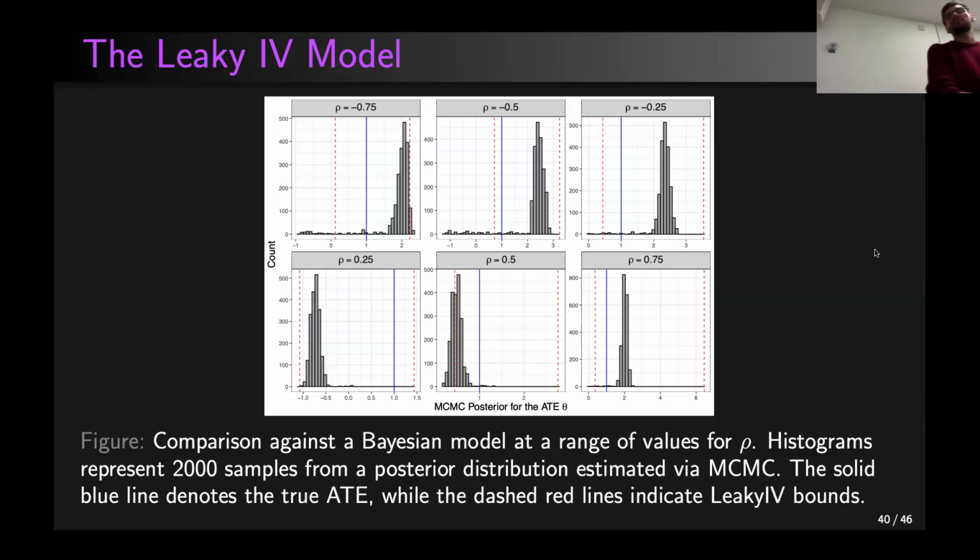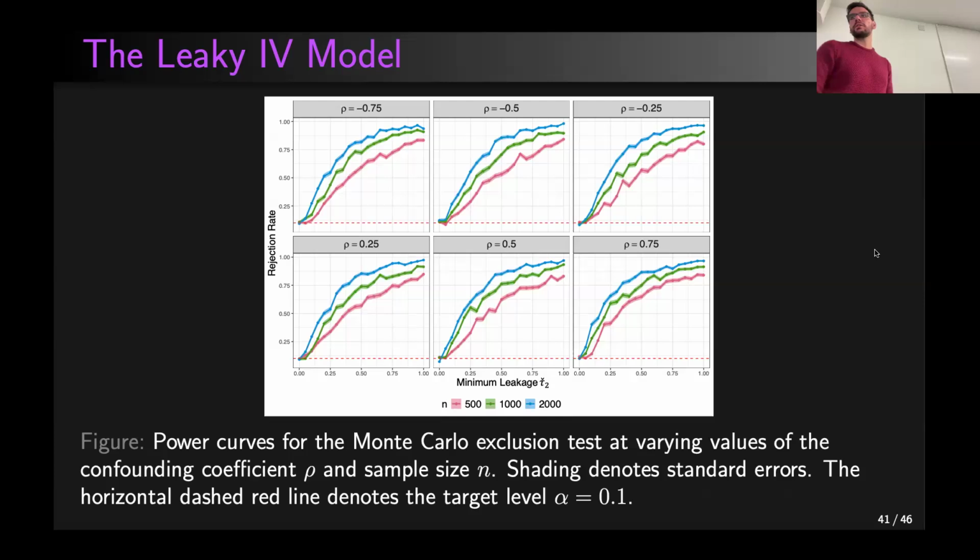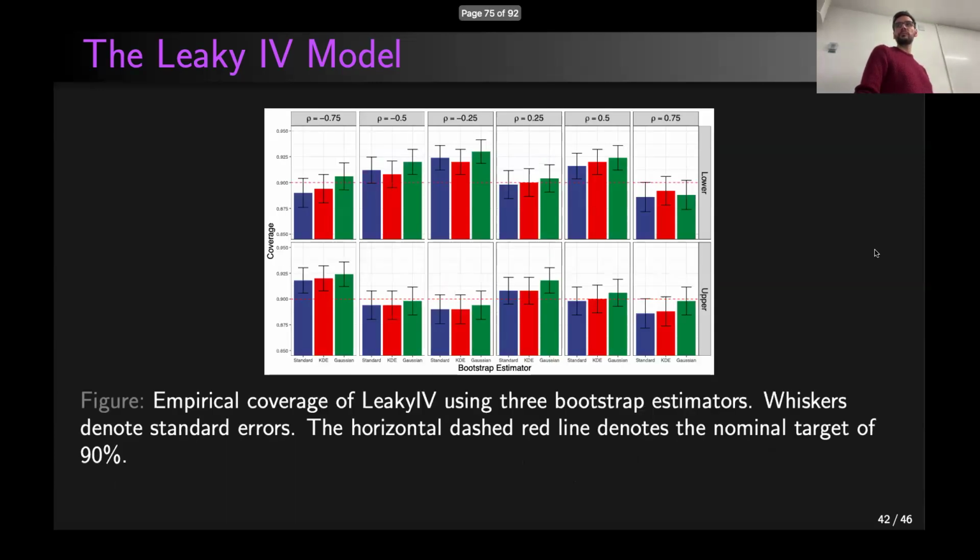This is based on a method called MASSIT, which is also quite popular with Mendelian randomization studies. Power curves: this is just showing that the exclusion test we designed works. It controls the false positive rate at fixed level, and is increasingly sensitive for increasing minimum leakage, but also larger sample sizes, as we would expect. It doesn't really matter what the value of rho is, same trend everywhere.